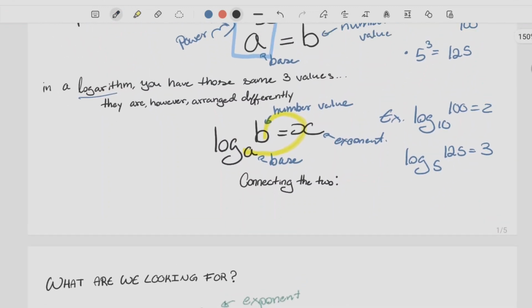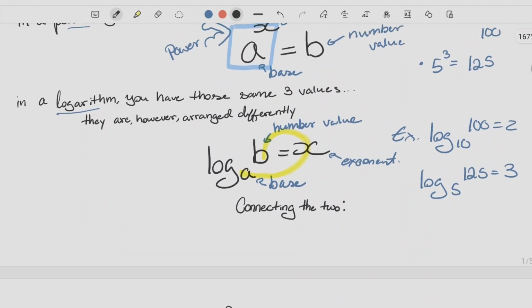This relates to the definition of a log, which is expressed here, right? That the log base a of b is x. It's the exponent that, when a is raised to it, gives b.